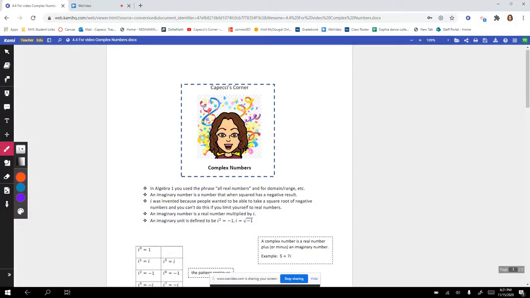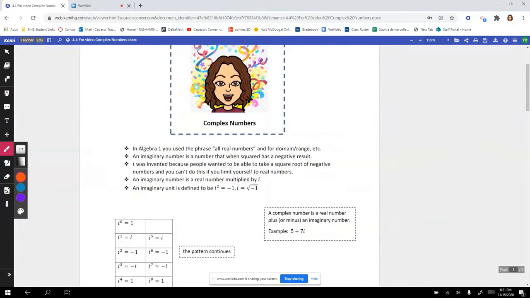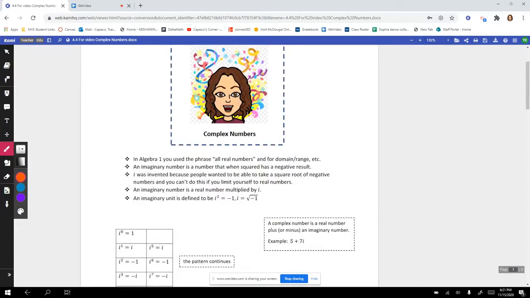Today on Capechi's Corner, we're going to look at complex numbers. Now, when you were in Algebra 1, you used phrases such as all real numbers or no real solution when you're finding domain and range and other things. So this is where we're going to talk about imaginary numbers.